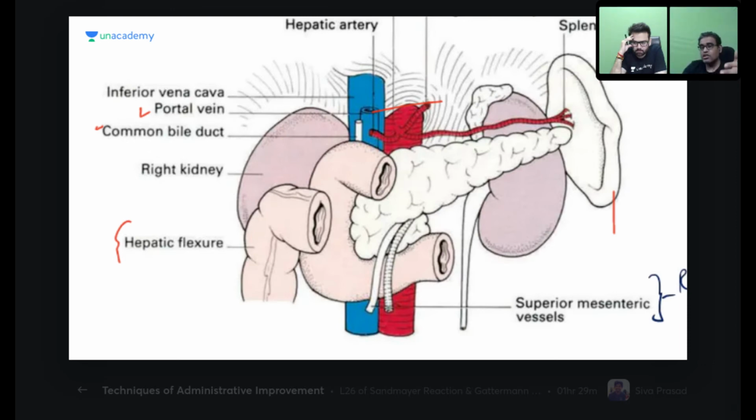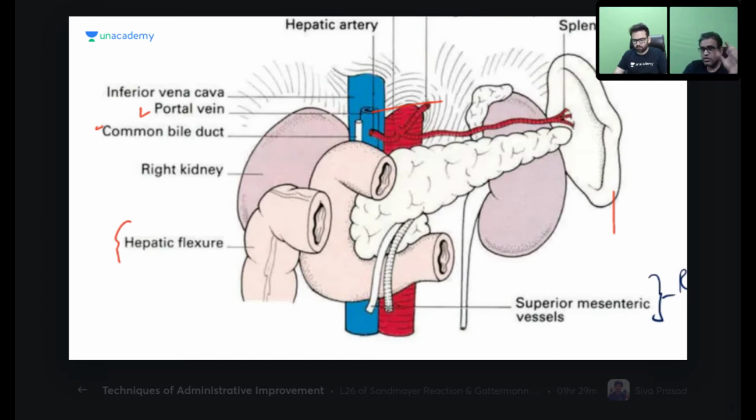Why does SMA want to come forward? Why is it not settled at its origin? Who will answer? SMA supplies which part of the gut? Fore, mid, or hind? Mid gut, very good. And mid gut, maximum area of mid gut, Jayansh, very good, is intraperitoneal. So when your target is anterior, what will you do sitting behind? You have to jump forward. So therefore, SMA is dying to come forward. Therefore, it goes between the pancreas, uncinate and head, it moves forward. But its origin, we know it's behind. So SMA origin is behind.